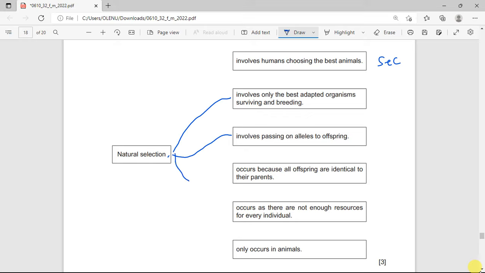So, because lack of resources will lead to competition among organisms, and the ones that have not developed the adaptive feature will not be able to compete and die out. But the ones that have developed the adaptive feature will be able to pass on the alleles to their future generation. And variation also helps in the development of this adaptive feature. So, if they occur because all offspring are identical to their parents, that's absolutely not correct.